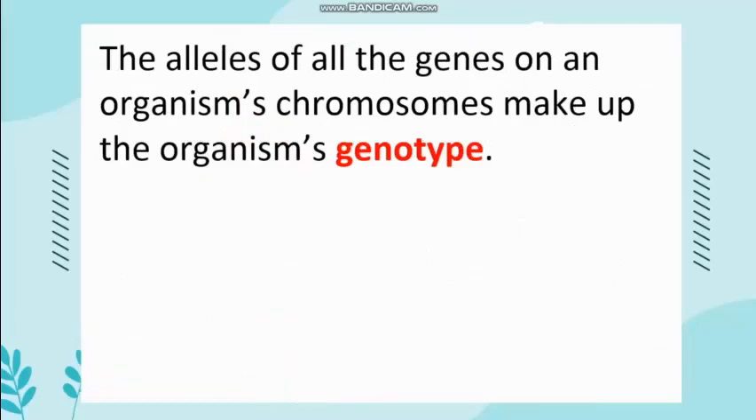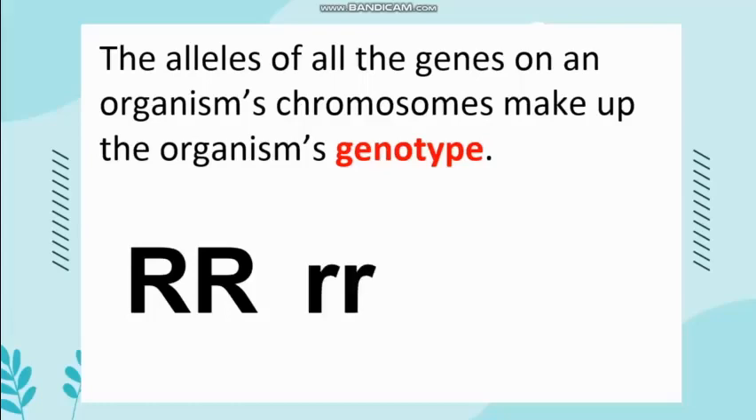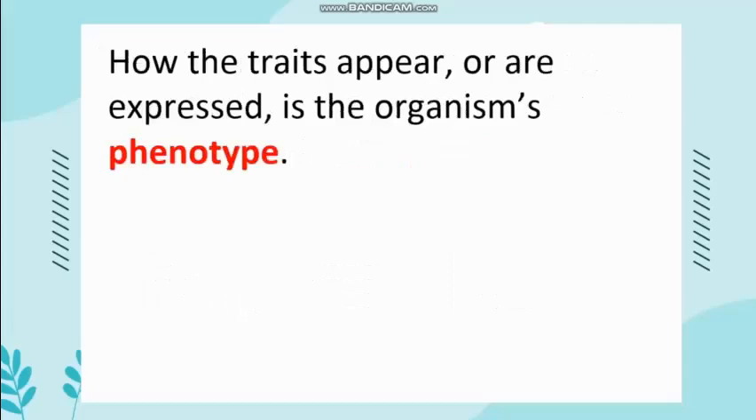The alleles of all the genes on an organism's chromosomes make up the organism's genotype. Basically, we can express alleles in two ways. The first one is by identifying the genotype. And when we say genotype, it is the trait written in letters. So we can have this as an example of the genotype for that specific trait. We can also have this one or even this one. So again, genotype is the expression of that alleles or the trait written as letters.